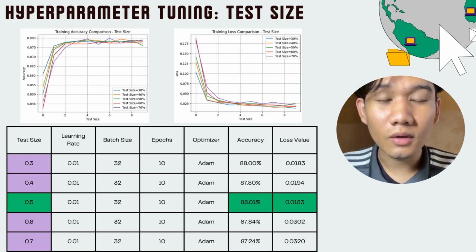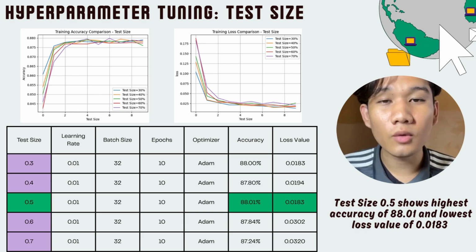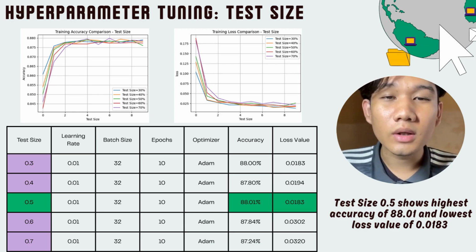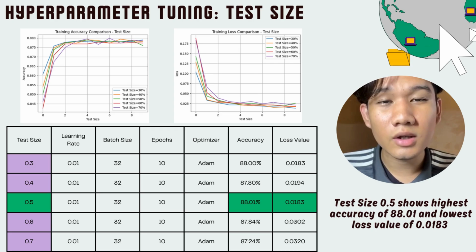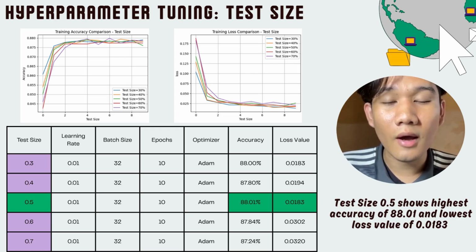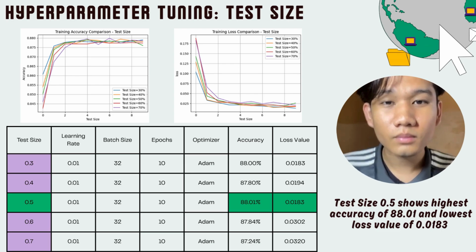Okay, in this section, we focus on tuning the test size to see how it affects our model's performance. The test size determines what percentage of the dataset is used for testing compared to training. Choosing the right test size is important because it balances between having enough data to train the model and enough data to evaluate it properly.